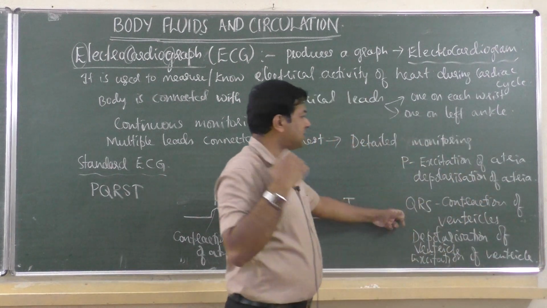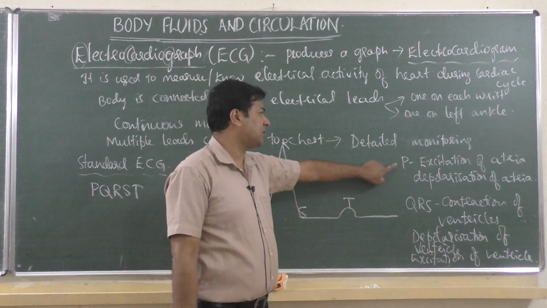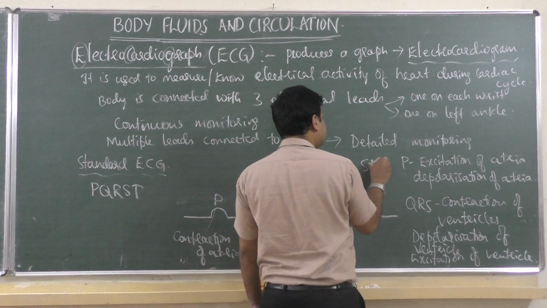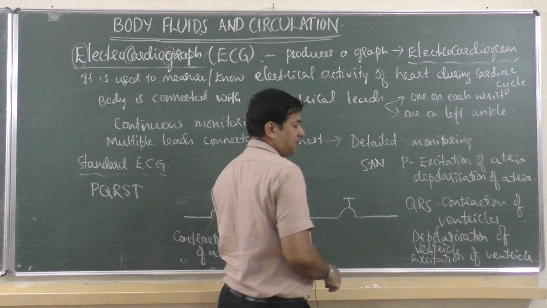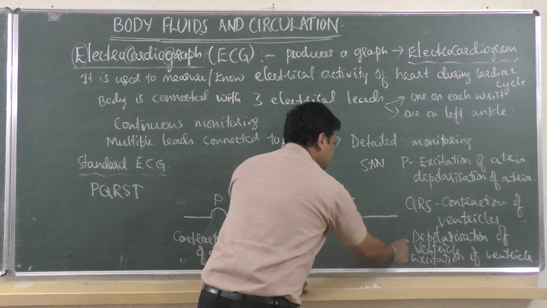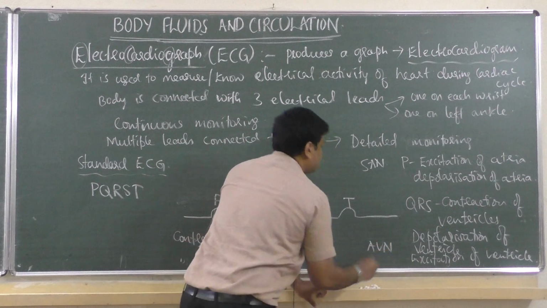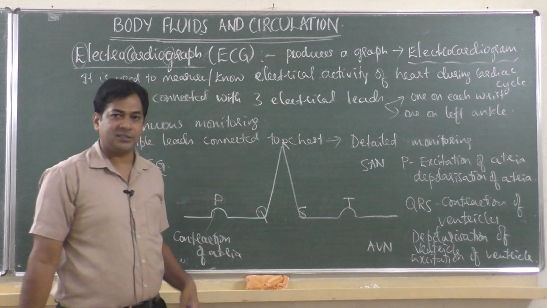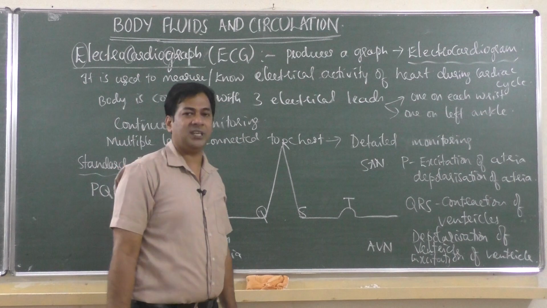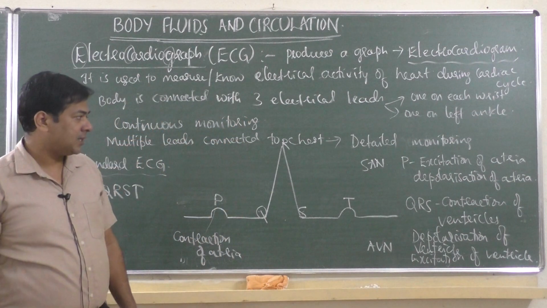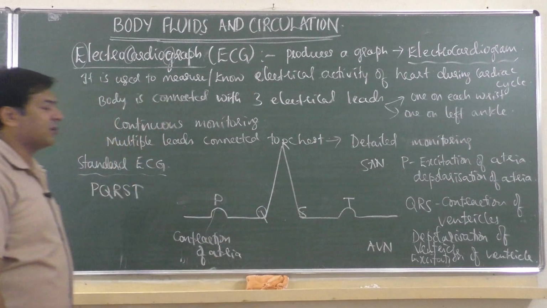See, for this process, excitation of atria, the sinoatrial node should send an electrical signal for contraction and relaxation. Here, for depolarization of ventricle, the AVN, that is the atrioventricular node, should send the electrical signal. That is why we say electrical activity of the heart. Okay. Then what does T stand for?